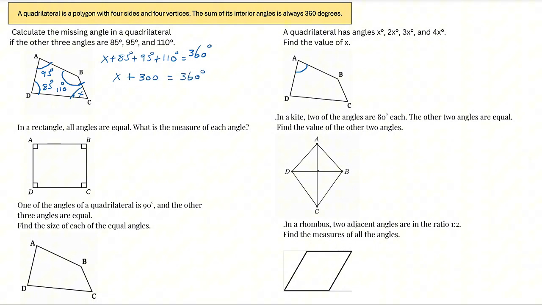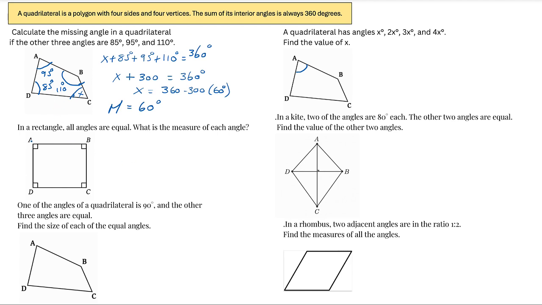Now, this is a plus, so we've got to take this 300 over the equal sign. So we've got X on its own: 360 minus 300 gives us 60 degrees. So X, our missing angle, equals 60 degrees.